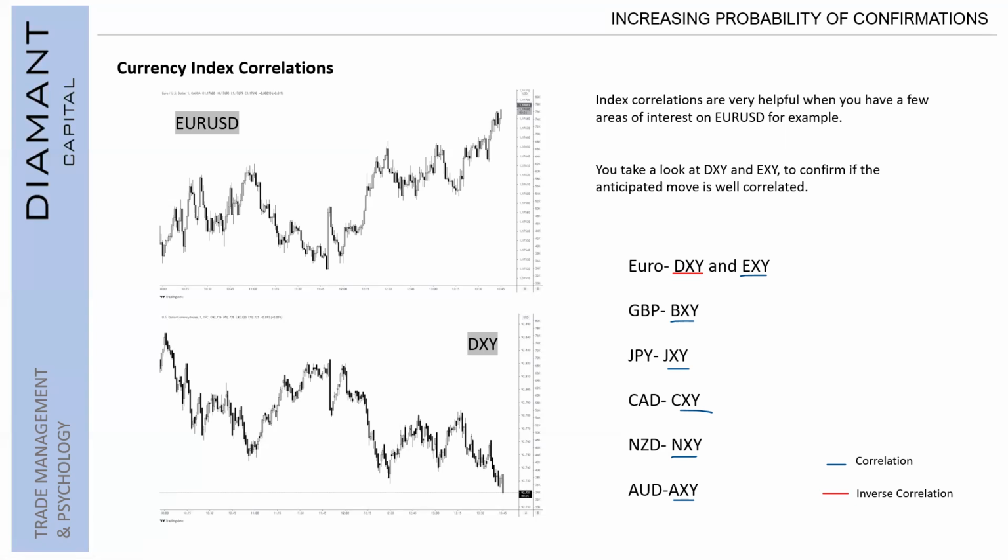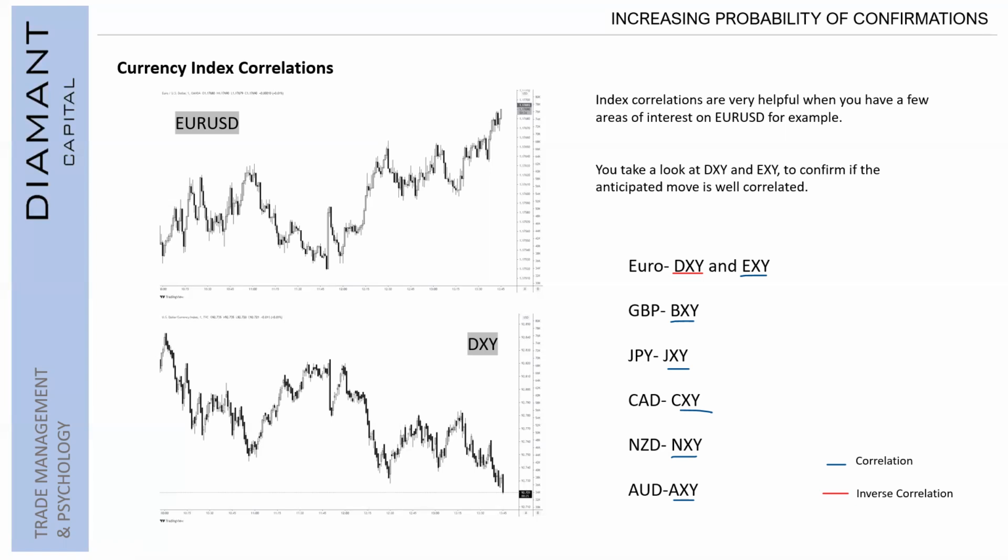And before we move on as well, what I wanted to explain about this is when you start looking for entries, you might have a few points of interest, for example, in Euro USD, but you're not sure exactly which one to execute on. You can either wait for confirmation, but you might miss out on trades. You can go on a risk trade, but you might lose a few trades in a row because you might be picking the wrong areas.